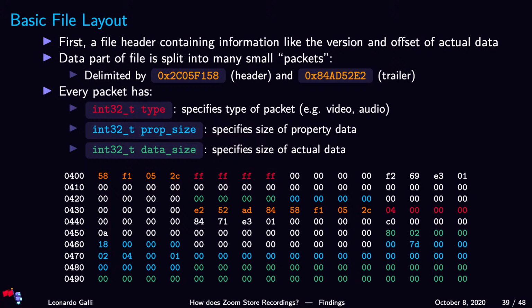Then here is the trailer, so this says, okay, the packet is now finished. Here we have, again, a new header, so this says, okay, now we have the next packet. We have the type again. Then we have useless stuff. Here we have the data size, so this is actually quite a large packet with a lot of data. Here we have the property size, so this also has properties, some information about the packet. Then we have the actual data, which here is just zeros because it's at the very beginning, and this is audio data. In the beginning I was muted, so you don't have any actual audio data, and that's why there are zeros there.